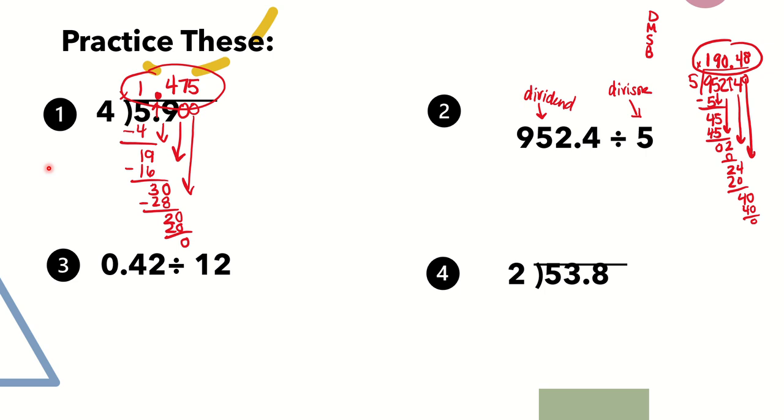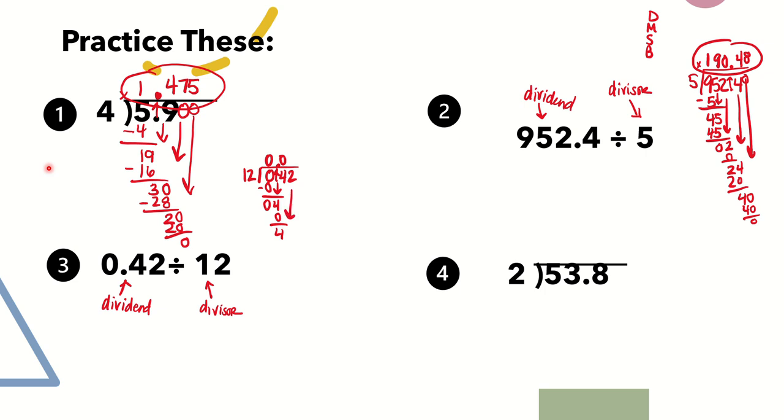Again, dividend, divisor. Now let's go ahead and just set up our problem and divide like normal. Bring up my decimal. 12 does not go into 0, of course. 0 times 12, of course, gives me 0. Bring down my 4. How many times can 12 go into 4? 0 times 4. Bring down my 2.